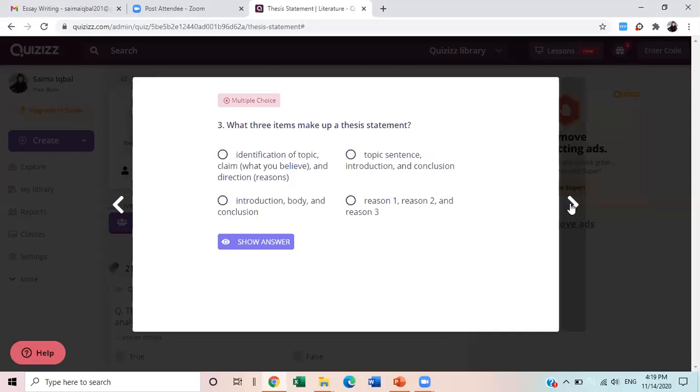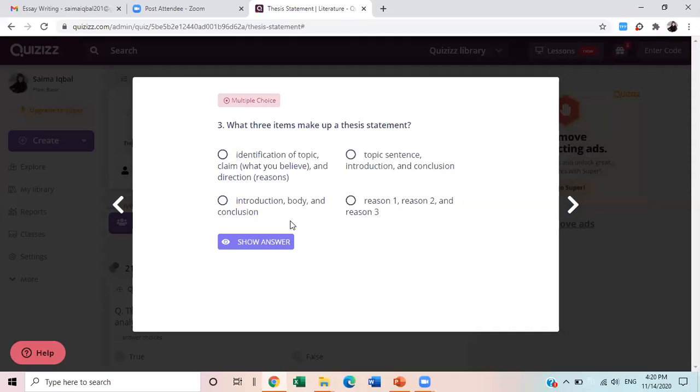So this can be your pre-test, because in the upcoming slides I am also going to explain what your thesis statement should have. I already told you that it has to have three reasons. The options are: topic sentence, introduction, conclusion, reason one, reason two, reason three, introduction, body, conclusion. What do you think is the best answer in this context?